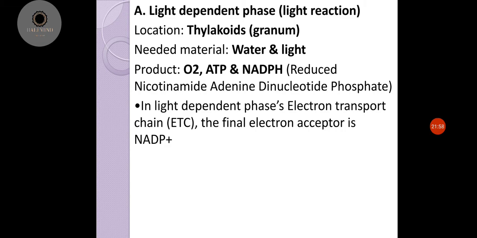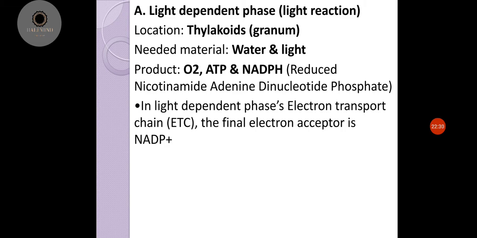So, yung material na needed during the light reaction is water and light. During the light reactions, dito mangyayari yung photolysis of water na kung saan binibreakdown ng sunlight, kaya tinatawag siyang photolysis because it uses the energy from the sun to split the atoms of water into hydrogen and oxygen molecules.